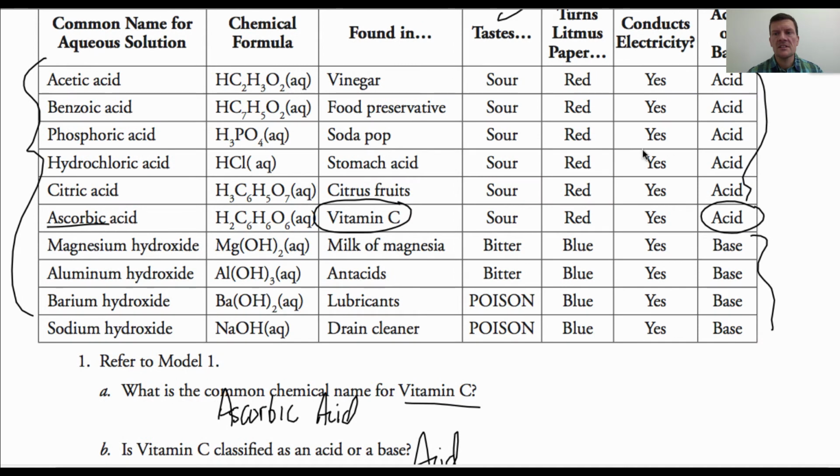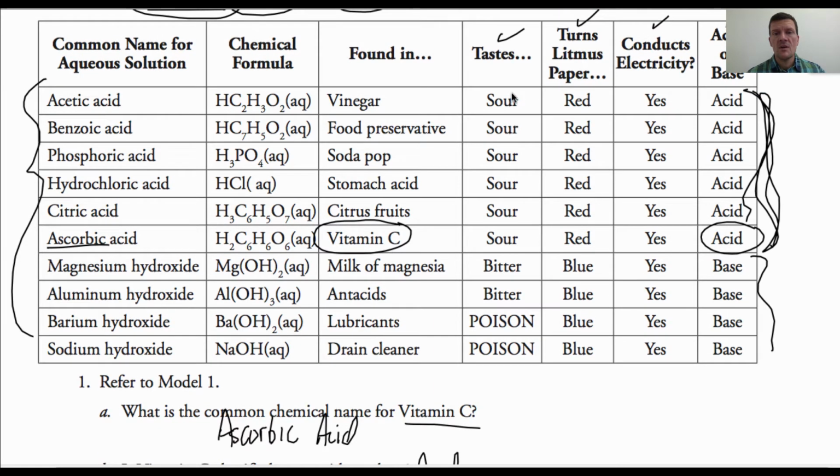Okay, so let's look at the acids. It seems to be the first group here, and let's see if we can determine some things that are unique about acids as we look at this model. Well, how do they taste? They all taste sour. They turn litmus paper red. And you also may notice that they conduct electricity, but that's not unique to acids.